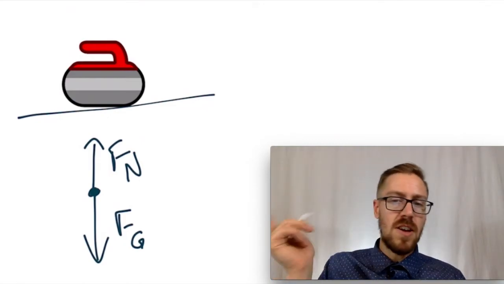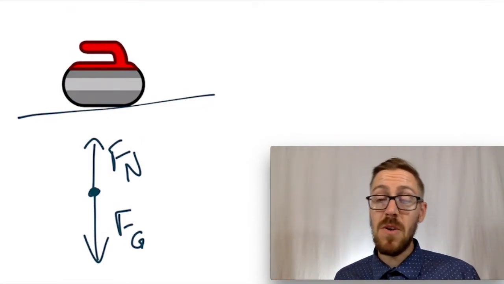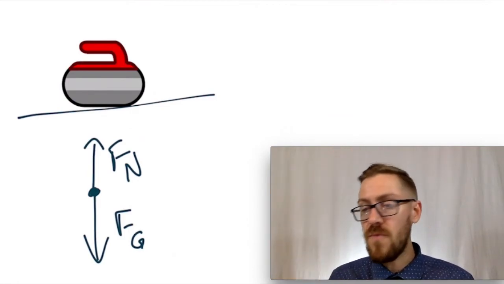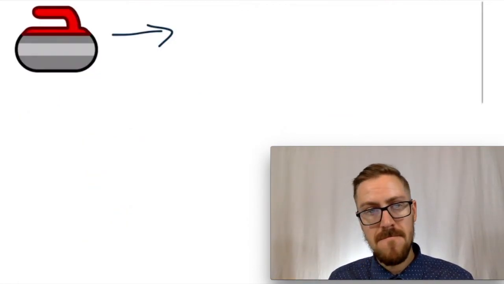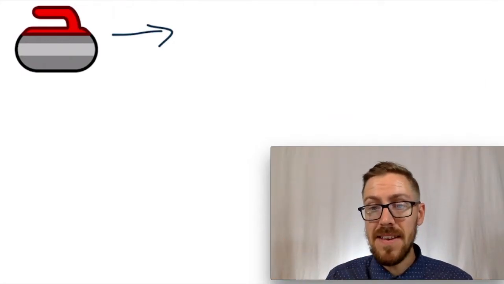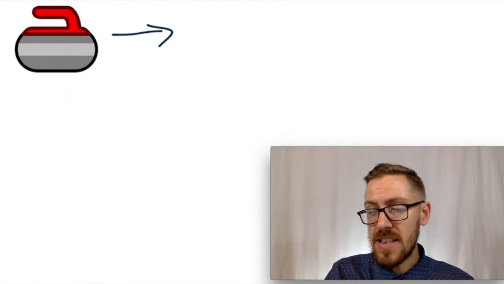There's nothing pushing it or pulling it side to side. So we only have gravity downward, the surface pushing up. That's our only forces in this example. Let's say it was moving at a constant speed. Here's where it gets tricky.